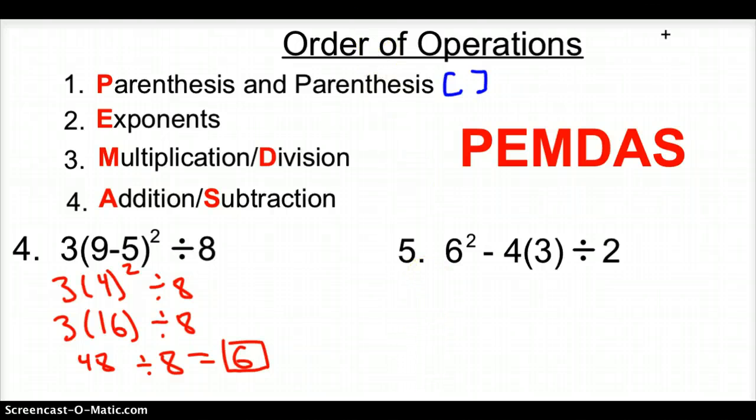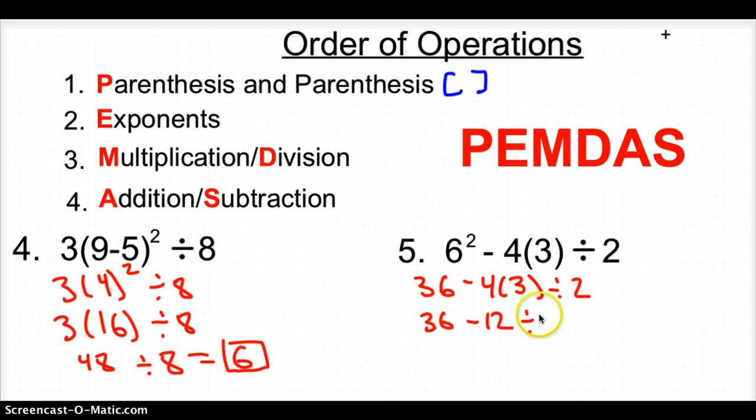Let's jump to number 5. First thing we have to do, do we have any parentheses? Now this is a parenthesis, yes, but what does it mean? It means multiplication. There's only 2 numbers there, so let's first start with the exponents. So 6 squared is 36, and then I'm just going to keep it minus 4 times 3 divided by 2. Now what is next? We have multiplication before division, so it's 36 minus 12 divided by 2.